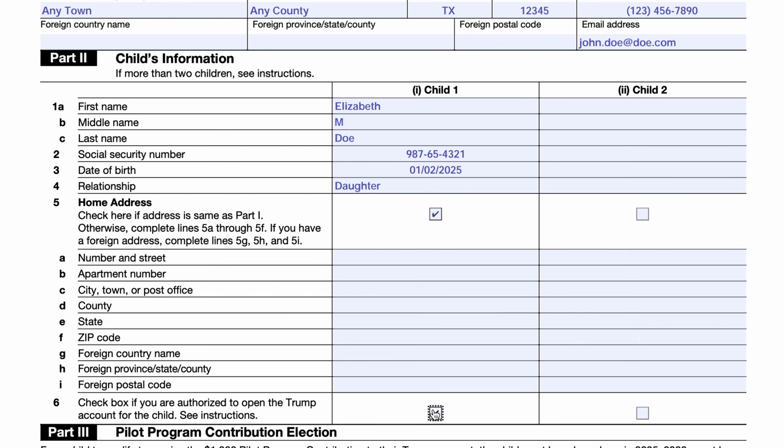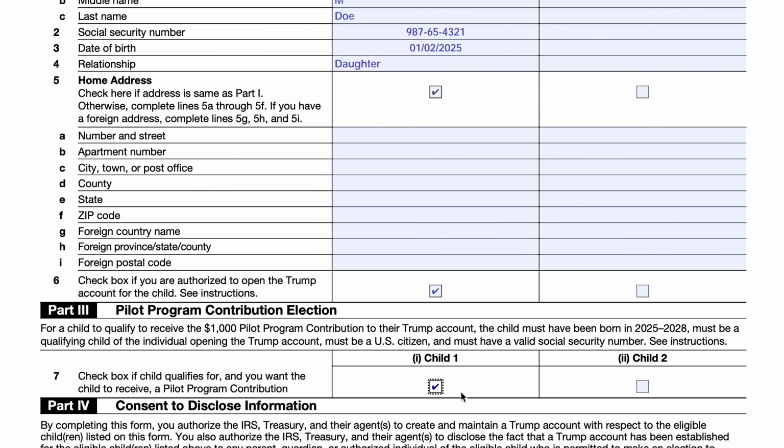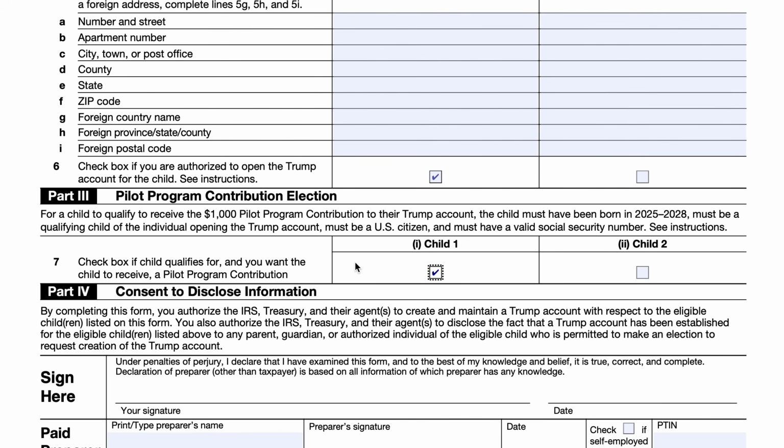open the account. If your child already has an open Trump account and you're only filing this form to elect the pilot program contribution, then you would complete all of part 2 except for line 6, in addition with part 3 where you would be making that pilot program contribution. And then part 4 just consists of your signature.